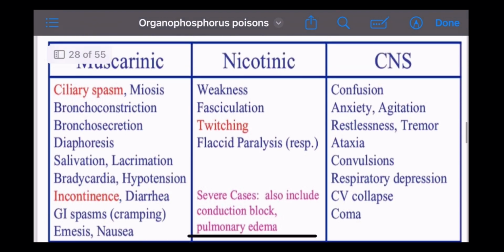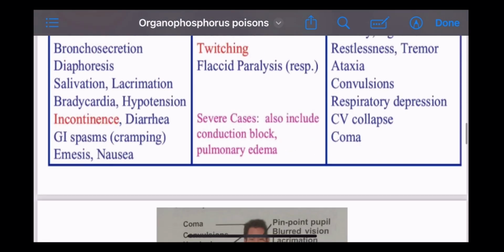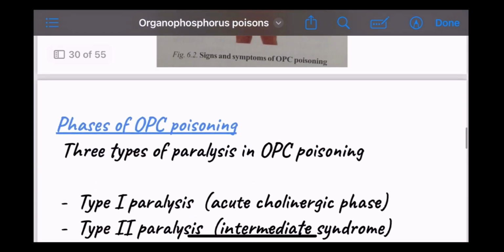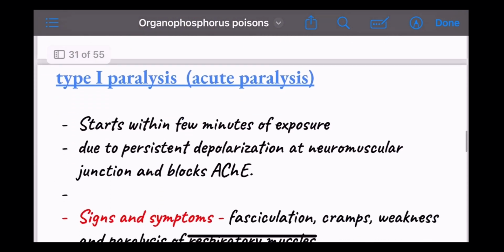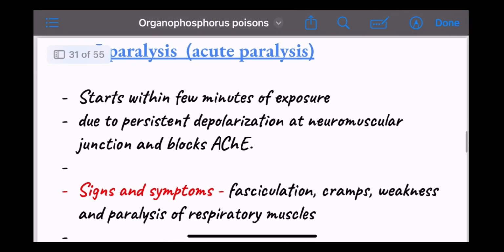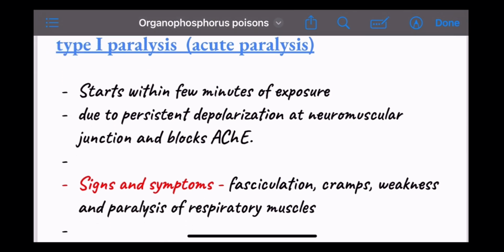So this is the diagram again if you want to remember in a nice way. Then again, just summarizing the clinical features of organophosphate poisoning, again the same thing. Then phases of OPC poisoning, what happens initially, then later. There are 3 phases of OPC poisoning. First is the acute cholinergic phase, then the intermediate phase, then delayed polyneuropathy. In type 1 paralysis, acute paralysis, what is happening starts within a few minutes of exposure due to persistent depolarization at the neuromuscular junction and blocks acetylcholinesterase.